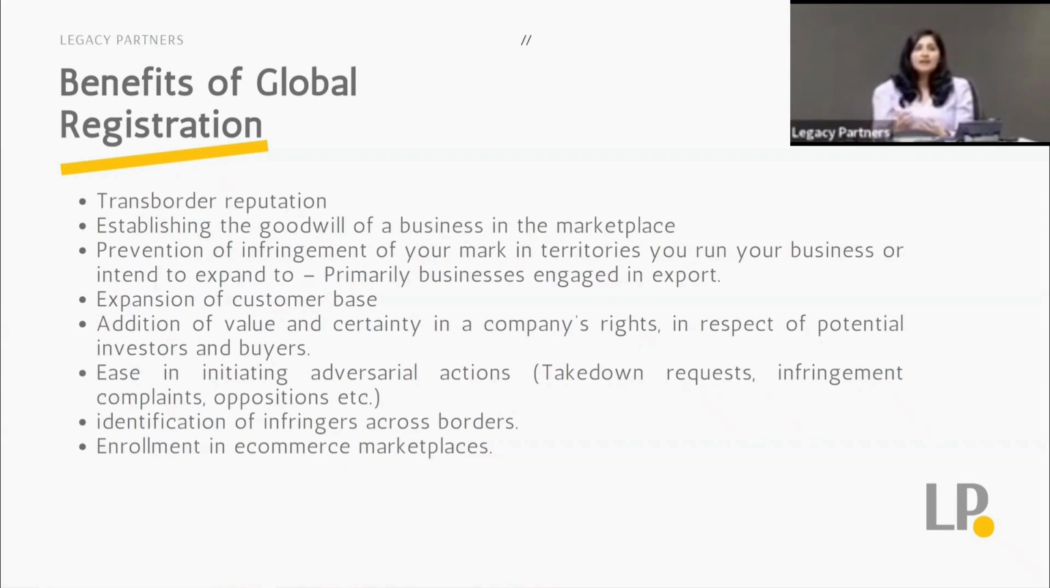And the last one is enrollment in e-commerce marketplaces. I am sure many of you might be aware of Amazon Brand Registry, where there is a mandate, especially in e-commerce marketplaces like that, where you have to have a registered trademark or a pending trademark application with respect to a particular brand that you want to enroll. So this actually helps you. It not only helps you widen your customer base in these platforms, but it's also giving you the goodwill that, hey, I am an established brand, okay? And for you, the exposure on that kind of a platform is very, very important.